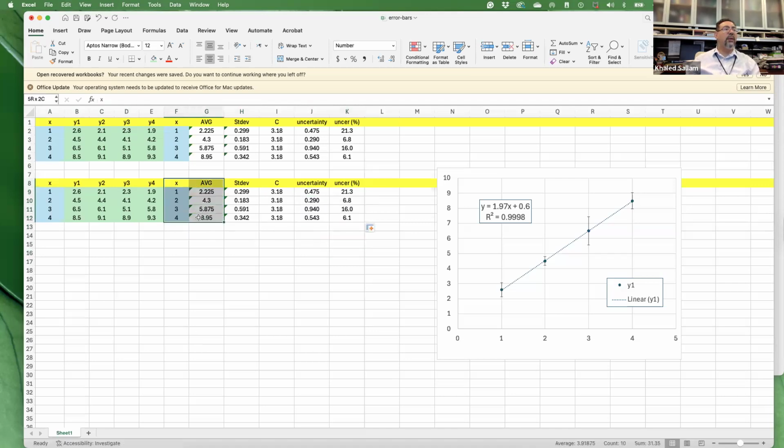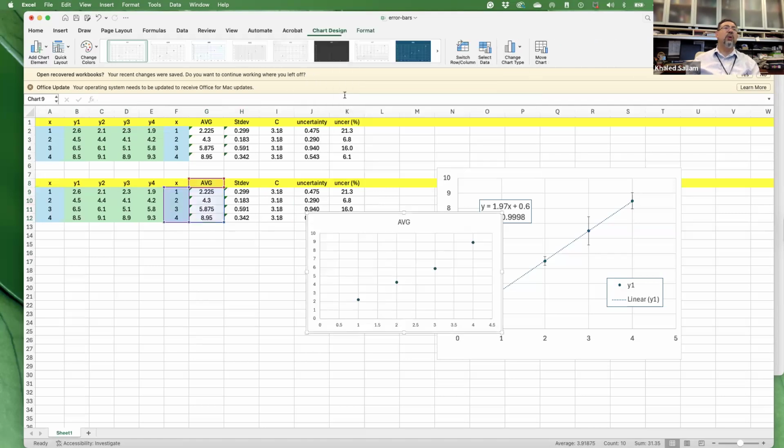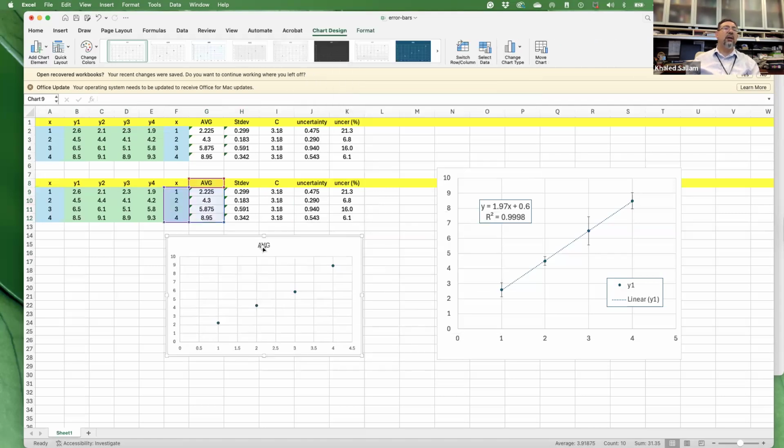So I'm going to pick my X and Y. I'm going to plot the average. Those data points are the average. And I'm going to say insert, and I'm going to pick XY graph. This is a graph. I'm going to delete this chart thingy. Okay, and now I want to put the linear fit, and I would like to put the error bar.